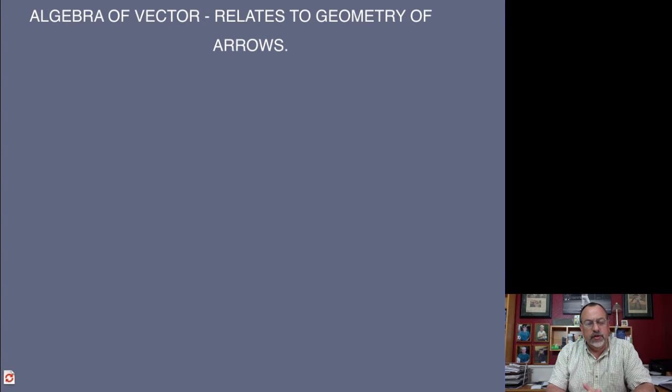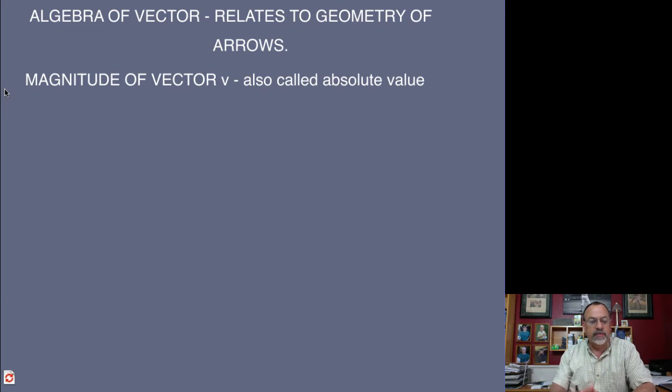Pre-Calculus, Chapter 6, looking at vectors. In this video we want to look at some of the algebra or the arithmetic of vectors. The first thing we're going to look at is the magnitude. The magnitude of a vector is also called the absolute value of the vector, and in a lot of textbooks it's denoted by the absolute value of v. Remember we talked about the letter v being used as the vector.